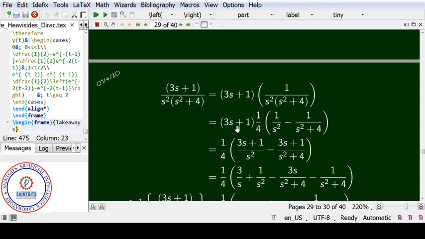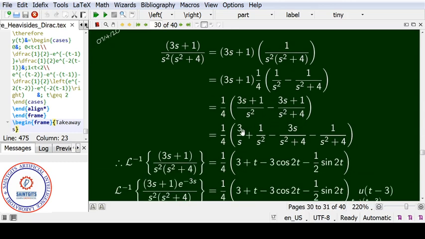Then multiply this 3s plus 1 into this bracket. So 1/4 into (3s plus 1)/s² minus (3s plus 1)/(s² plus 4). Term by term division: 1/4 into (3/s plus 1/s² minus 3s/(s² plus 4) minus 1/(s² plus 4)).